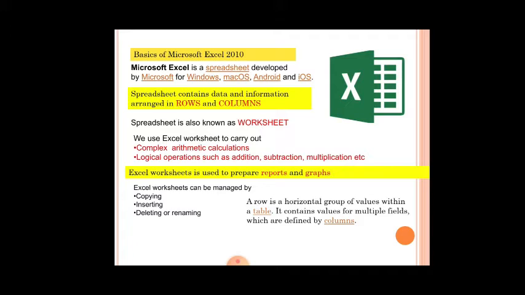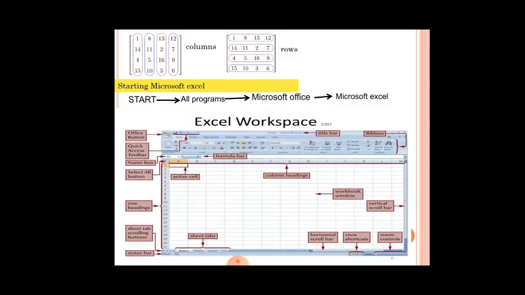A row is a horizontal group of values within a table. It contains the values for the multiple fields, which are defined as the columns. You can just see in the image here, I have given the image. These are the columns and these are the rows. The rows will be like this, the columns will be like this.